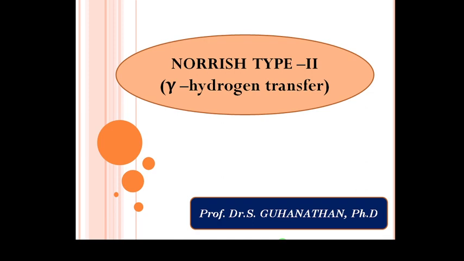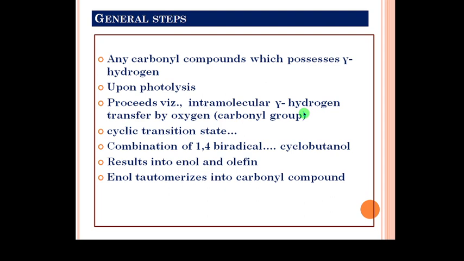Welcome all of you. In this video lecture, we will discuss the photochemically important Norrish type 2 reaction, that is, the gamma hydrogen transfer reaction. What is the Norrish type 2 reaction? It is a photocyclization reaction known to organic chemists for several decades.